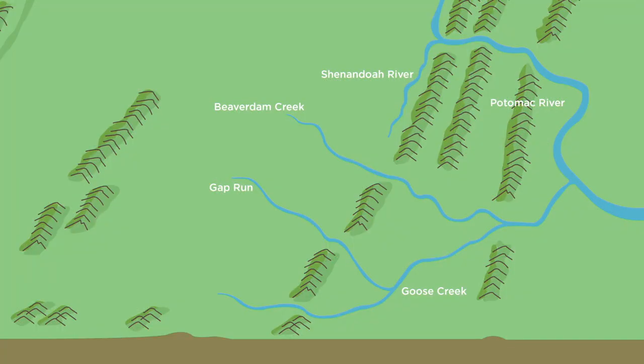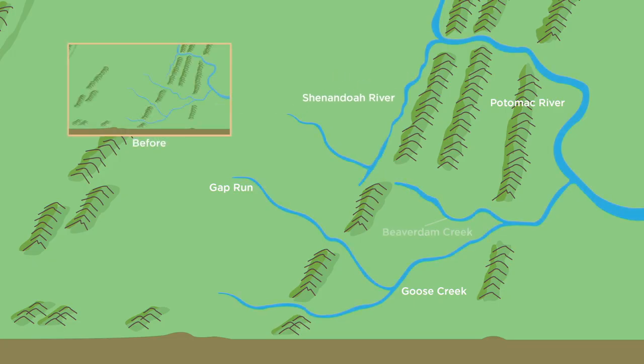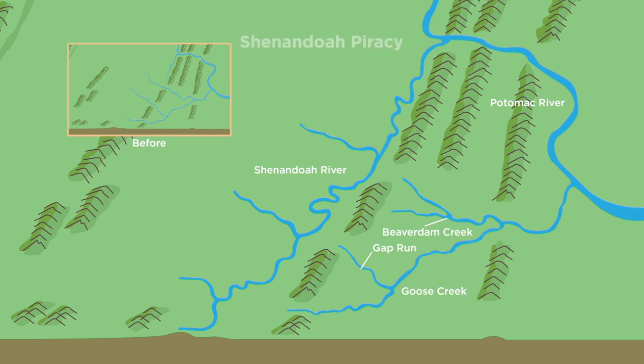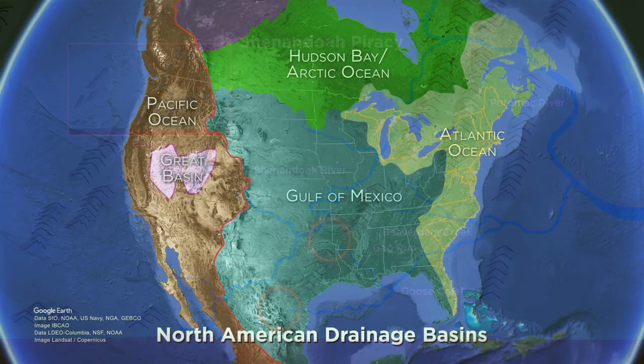In rare instances, headward erosion, stream erosion in its headwaters, can cut through a divide. When this happens, rivers on the opposite side of the divide will reverse flow into the eroding stream. That's called stream piracy. This happened in the Shenandoah River system in West Virginia and Virginia. Headward erosion by the Shenandoah River resulted in the piracy of the western portions of Gap Run and Goose Creek.